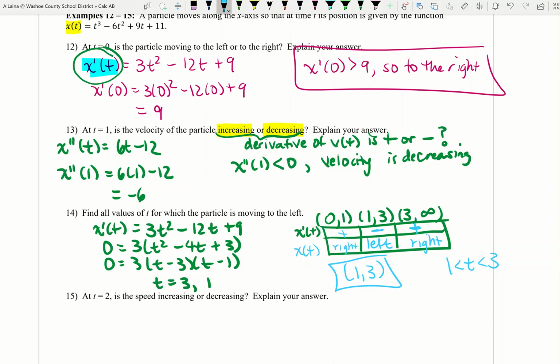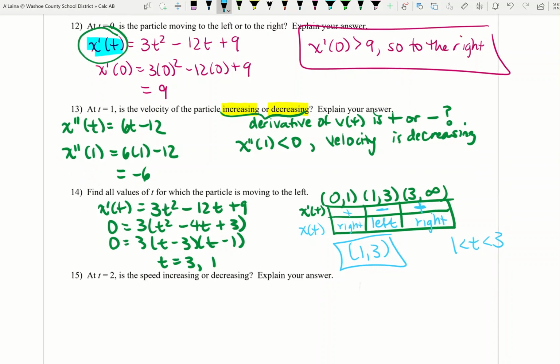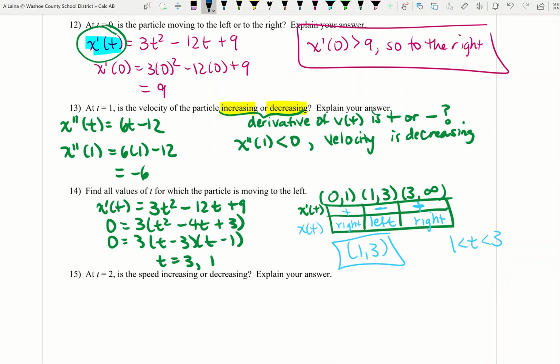All right, at time t equals 2, is the speed increasing or decreasing? Well, we can find the answer to this if we examine what's happening to the first derivative at 2 and what's happening to the second derivative at 2, because we would want to see if the velocity and the acceleration have the same signs or not. So I have an equation already for the first derivative. I'll just substitute in a 2. I really don't actually care numerically what the value is here, just the sign, but I get 12 minus 24 plus 9, which is negative. I think it's negative 3 on that one.